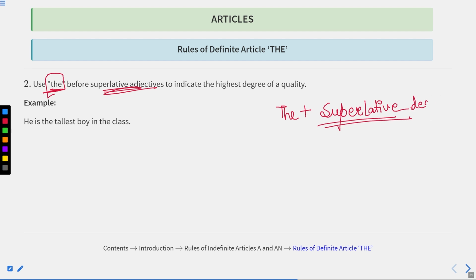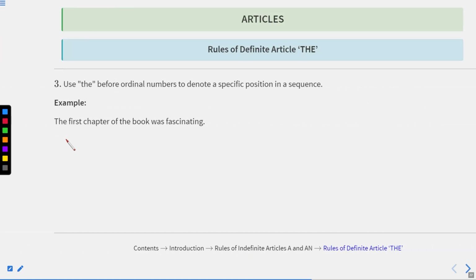So we can write, he's the tallest boy in his class. Now tallest is the superlative degree of adjective, boy is noun, and the is used before the superlative degree of adjective, that is the definite article. Now let us move to the next one.